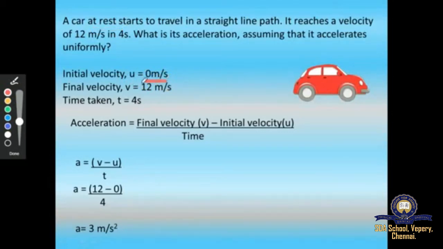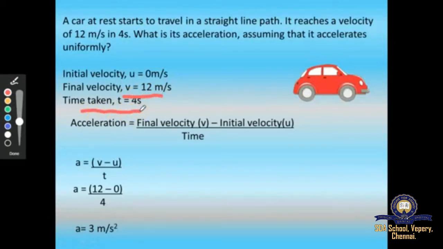So, the final velocity will be 12 meters per second. And the time taken is given to be 4 seconds. So, initial velocity u is equal to 0 meters per second. Final velocity v is equal to 12 meters per second. And time taken t is equal to 4 seconds.